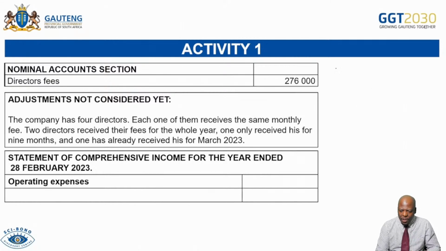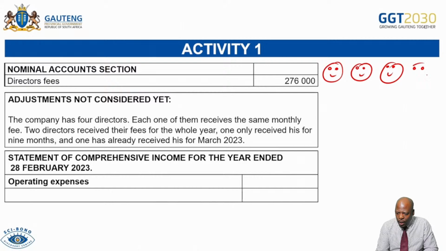Okay, so let's just say here is director number 1, director number 2, director number 3. So the company has 4 directors. So here's the 4th one. Each one of them received the same monthly fee. 2 directors received the fees for the whole year. So for the 2 of them, they received 12 months. So this received 12 months, that received 12 months.